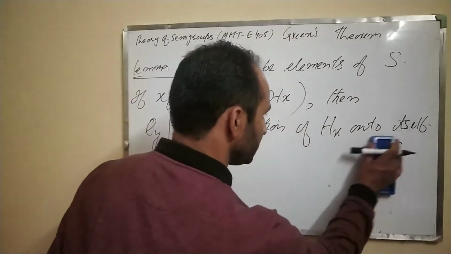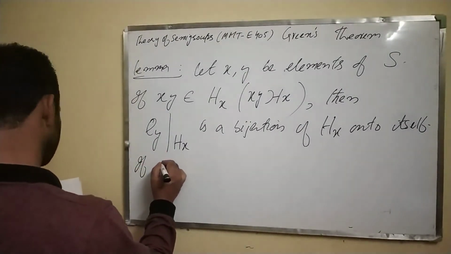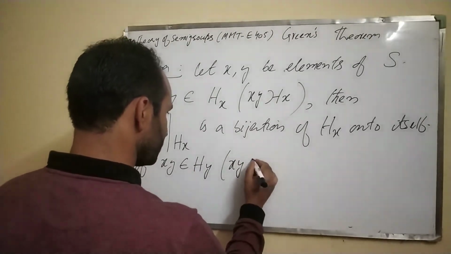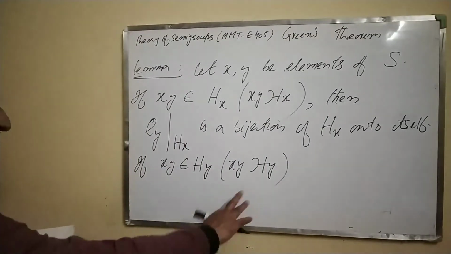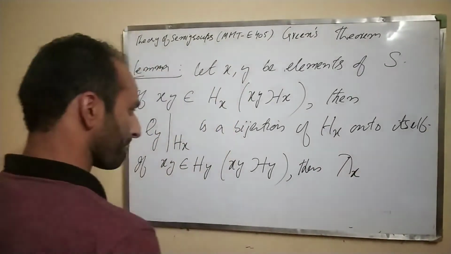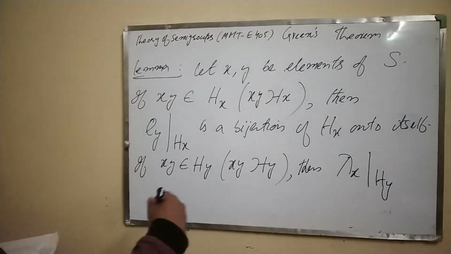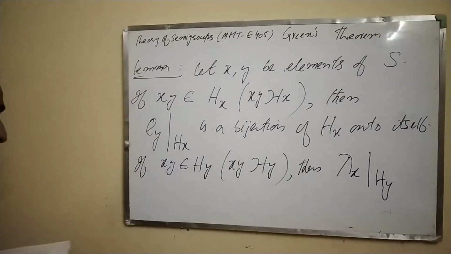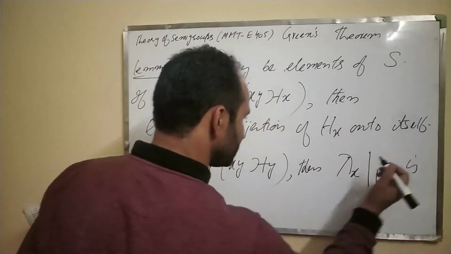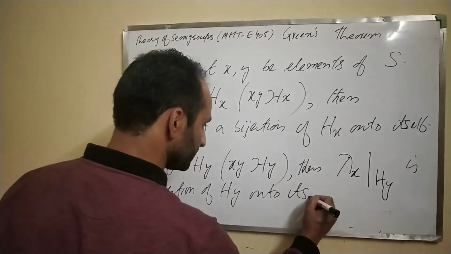Its dual argument is: if XY belongs to HY, in other words XY is H-related to Y, meaning their H classes are the same, then the left translation lambda X, when we restrict it to HY, where lambda X of Y equals XY, is a bijection of HY onto itself.